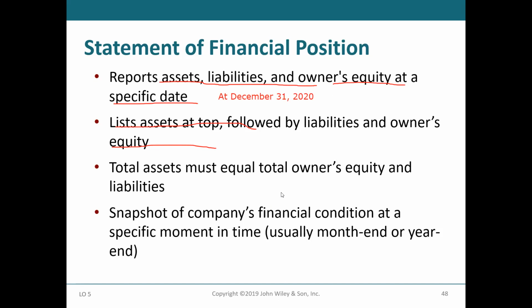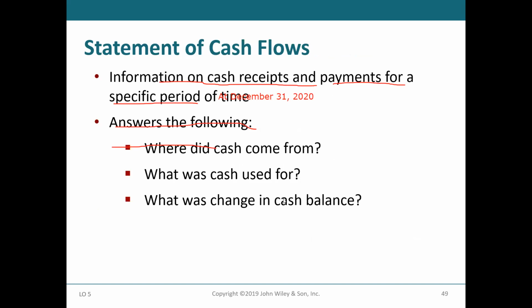You need to list the assets at the top, followed by liabilities or owner's equity. Okay, and then the next one would be the statement of cash flows. A statement of cash flows also shows the cash receipts and cash payments for a specific period of time. It shows how your cash changes during a period of time.